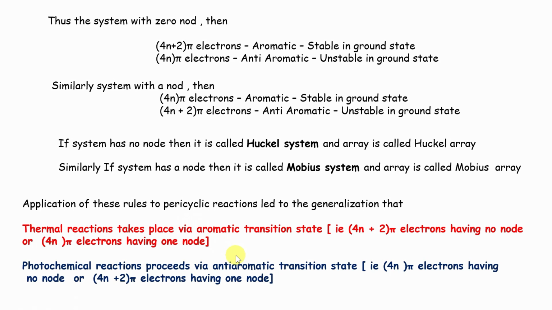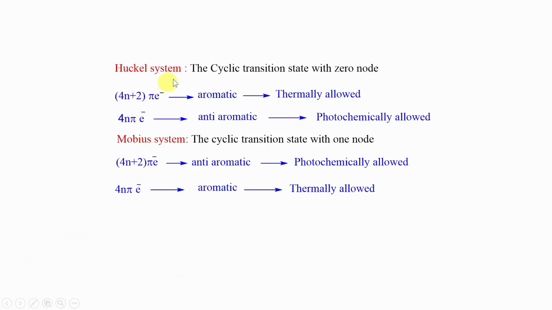analysis of pericyclic reaction. Okay, thus a Huckel system will be a cyclic transition state with 0 node where there is 4n plus 2 pi electron. The system will be aromatic and the reaction proceeds thermally, or it is a thermally allowed process. If there are 4n plus 2 pi electrons and 0 node in the cyclic array at the transition state, that is referred to as a Huckel system. Another Huckel system is a cyclic transition state with 0 node having 4n pi electrons.